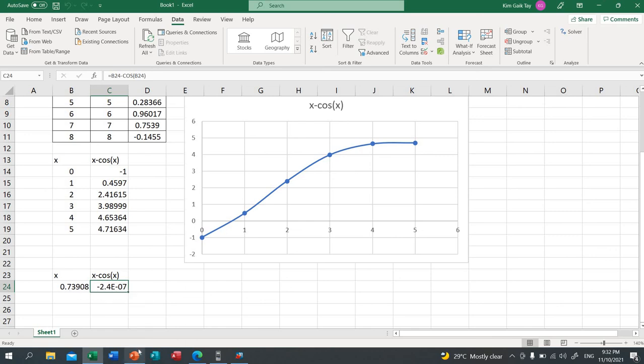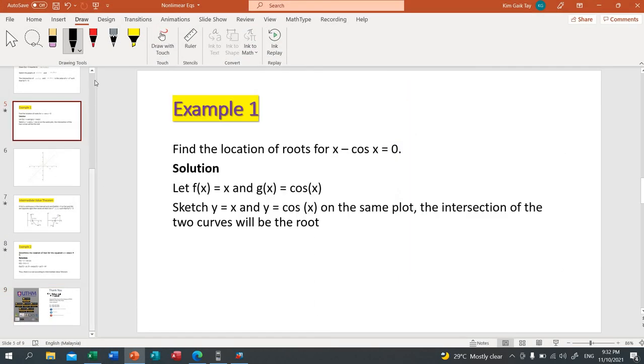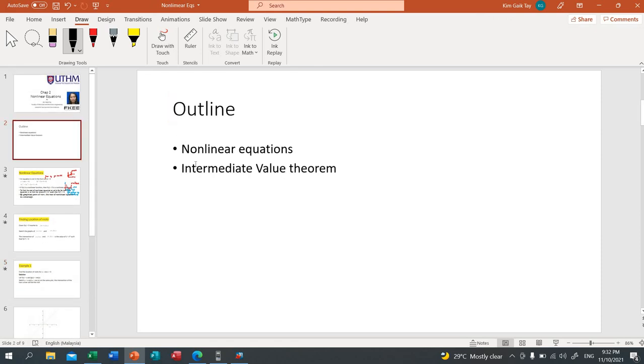0.73908. So I conclude, in this chapter we roughly have two ideas. We introduced what a nonlinear equation is, as long as an equation which is not a linear straight line. And then we introduced how to get the location of the root using the intermediate value theorem. If you don't know how to sketch the graph, you can just roughly guess. If f(a) times f(b) is negative, then there is a root in the interval a to b.